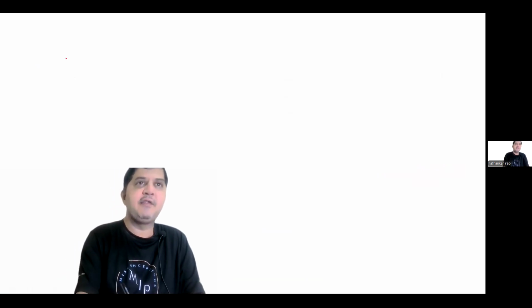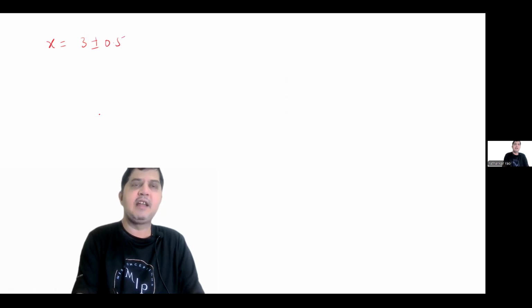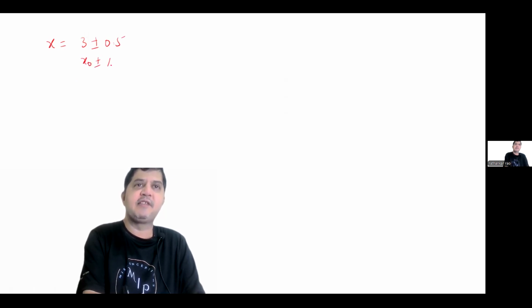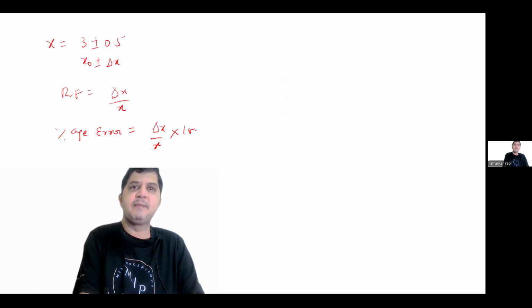Okay. So relative error. Let us say, for example, I give you x is equal to 3 plus or minus 0.5, and I want to find the relative error or fractional error, as we call it. So what we do is we consider this as x0 plus or minus delta x, and your relative error we calculate as equal to delta x by x. And percentage error we calculate as equal to delta x by x multiplied by 100. This is what we do.